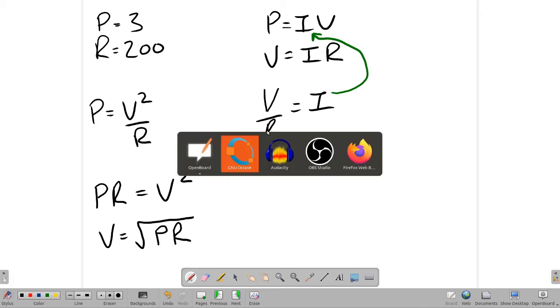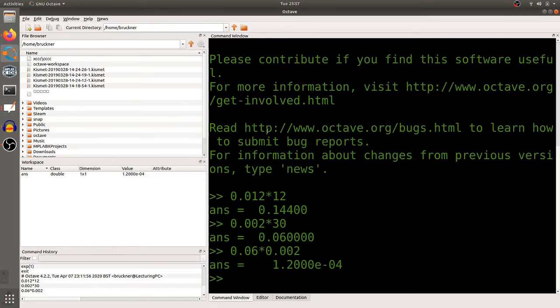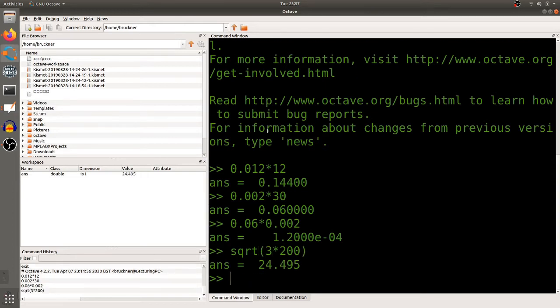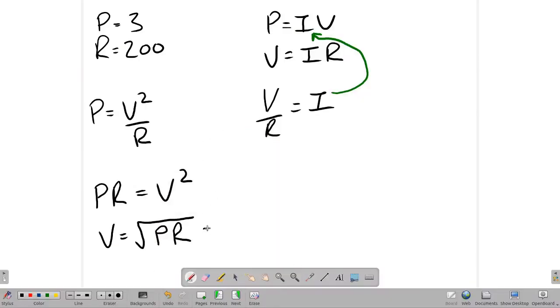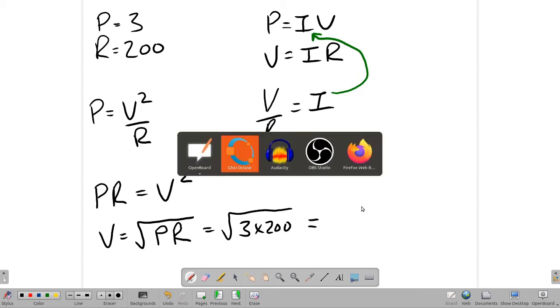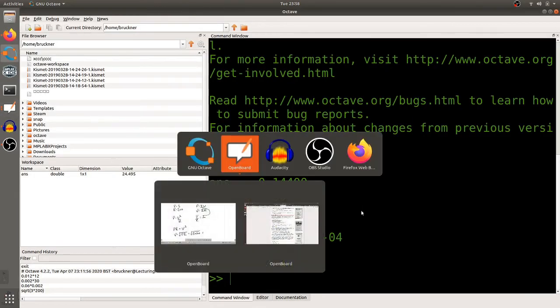Put that in the calculator. So we've got the square root of 3 times 200, and that gives us 24.49, so roughly 24.5 volts. Root 3 times 200 was 24.495 volts.